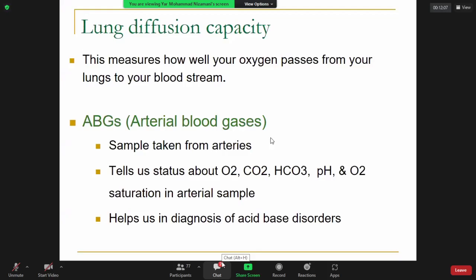This we are discussing, lung function test. Basically, there are 4 lung function tests. अभी हमने discuss किया बच्चा. One is spirometer, direct and indirect. Another is lung diffusion capacity. And fourth thing is arterial blood gases, right?